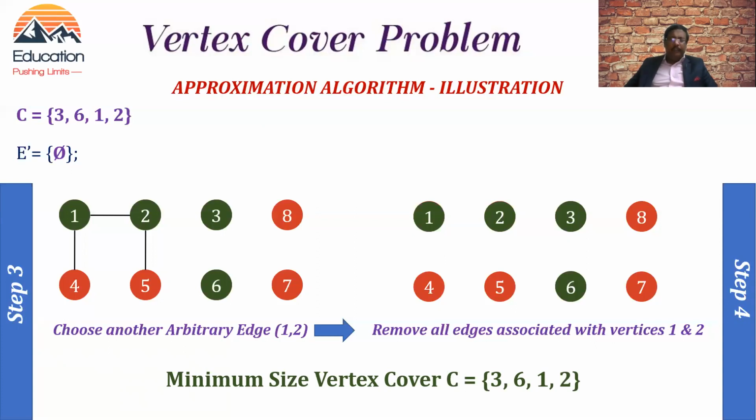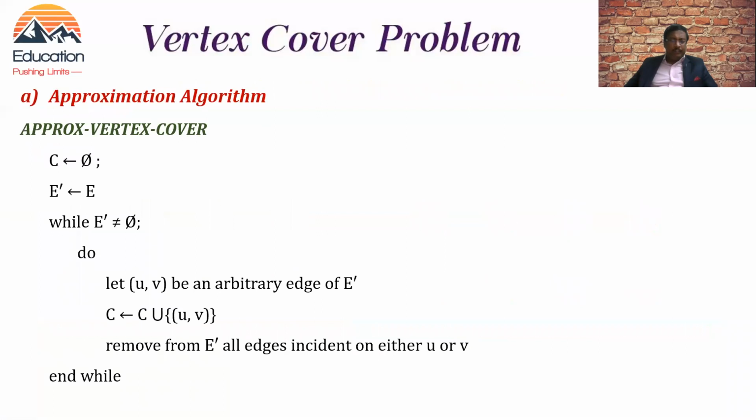So once again, I'll show the algorithm, and we will run through whatever we have gone through earlier. C will be null initially. All edges will be in E dash. Until E dash becomes 0, you have to repeat 3 steps. Choose an arbitrary edge. Include those vertices as part of C. Remove from E dash all edges that are incident on either U or V. Repeat this process until E dash is equal to 0. This is the approximation algorithm. This is the process of solving a vertex cover problem using an approximation algorithm.